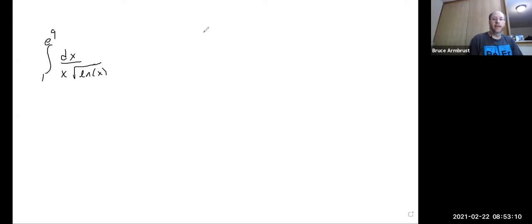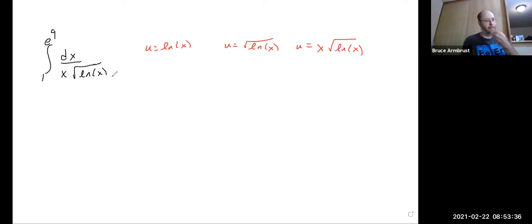All right, so again, you think about some choices for your u substitution. One would just be natural log of x. Another option might be the square root of the natural log of x. A third, and definitely not going to be my option, is going to be x times the square root of natural log of x. So basically, I'm just sort of peeling this thing apart and the different layers.